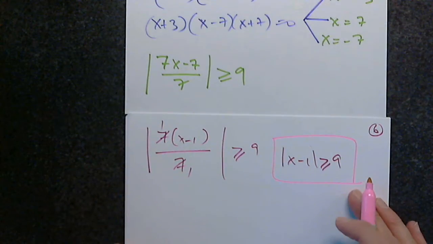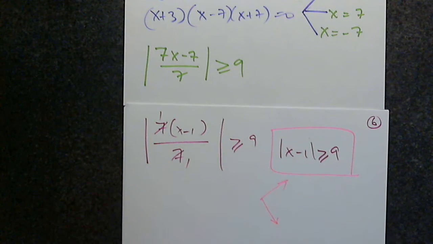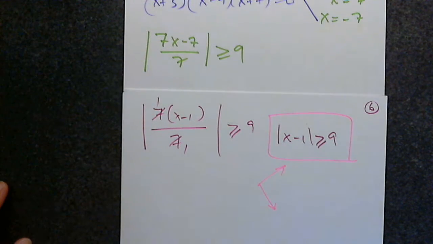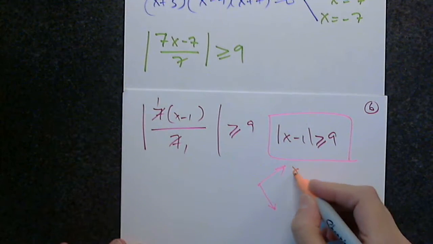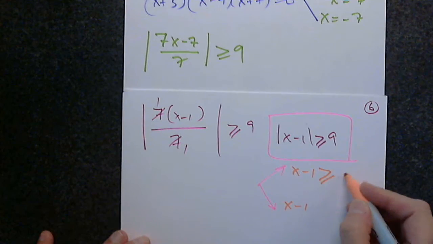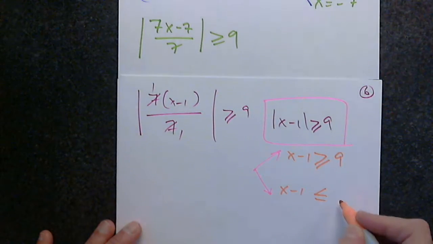We cannot do anything, but what we can do is change it into what it is equivalent to. And how do I change it, and what do I change it into? Okay, x minus 1, perfect. It's greater than or equal to 9. Excellent. Or it is less than or equal to negative 9.